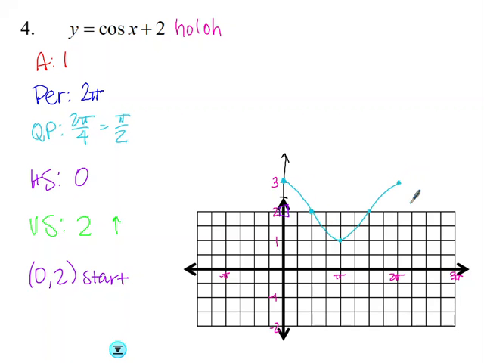So you can see that this graph is just the regular cosine function shifted up 2 units. Since we changed our vertical shift, we can write out the domain and range for this function. The domain will always be all real numbers, or negative infinity to infinity. The range, however, is 1 to 3 for this function.